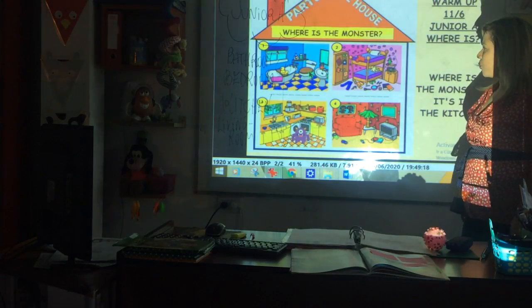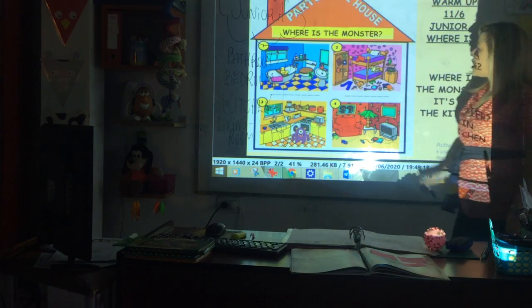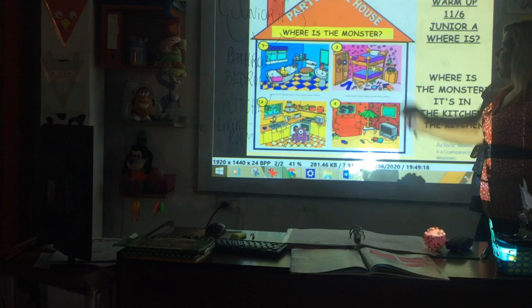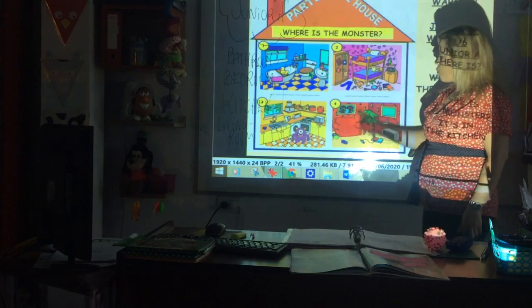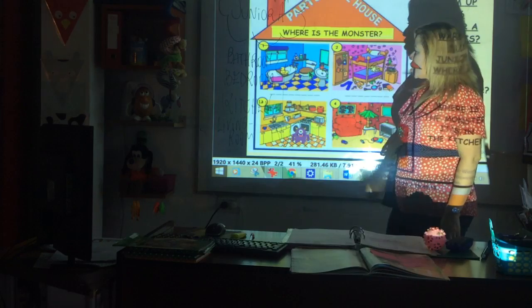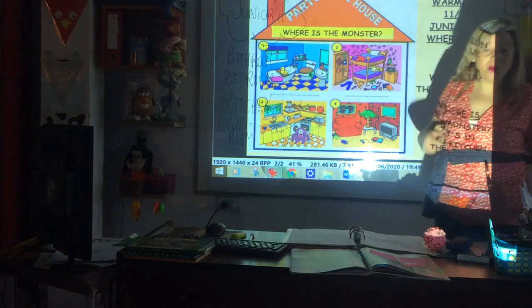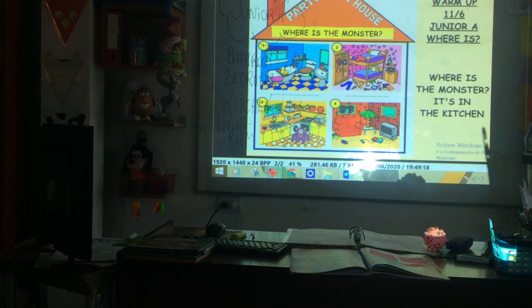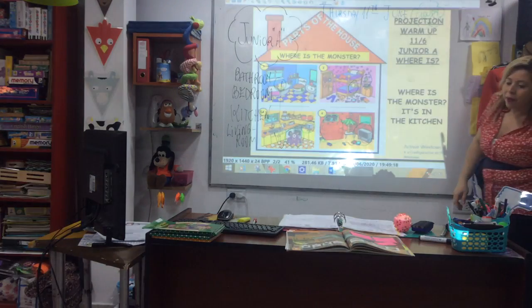It's in the bathroom. Where's the doll? It's in the bathroom. Where's the teddy? It's in the bathroom. Where's the television? It's in the living room. Where's the sofa? It's in the living room. Where's the monster? It's in the kitchen. Yes? Okay. So, well done. So let's go to the book now. Acuérdate que vos lo podés poner varias veces a esto y podés repasar con esta casita. Yes, y hacer todas las preguntas. All right? Yes, good. There we are.